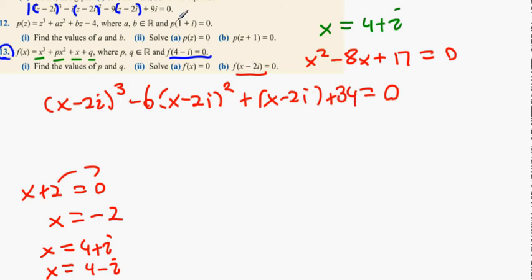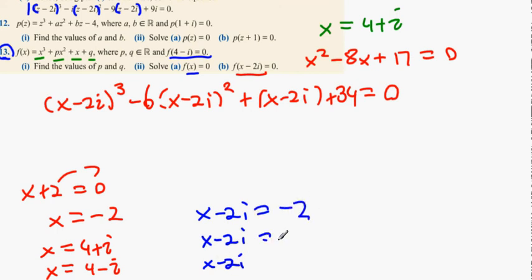But it's the same answer as we had before, except this answer now is represented by x minus 2i. Whatever is in the bracket was the answer. So it's going to be x minus 2i, and they equal all these numbers here, like minus 2, 4 plus i, and then equals 4 minus i. Then what we can get here is x equals minus 2 plus 2i.